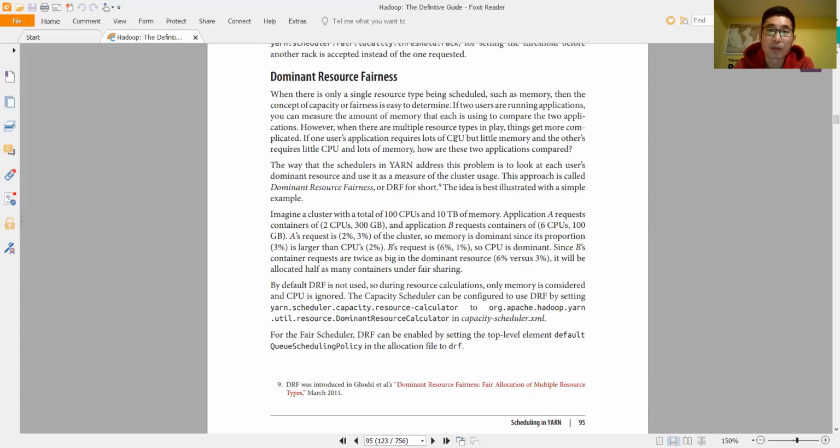Dominant resource fairness. First, what problem does it solve? The problem is here. When you have multiple applications submitted to your Hadoop cluster, the resource manager needs to figure out how to fairly distribute computation resources to these applications. Some applications request a lot of memory but not much CPU time. Other applications request a lot of CPU time but not a lot of memory. Then how many containers do I give each of those applications? How to be fair in that way?